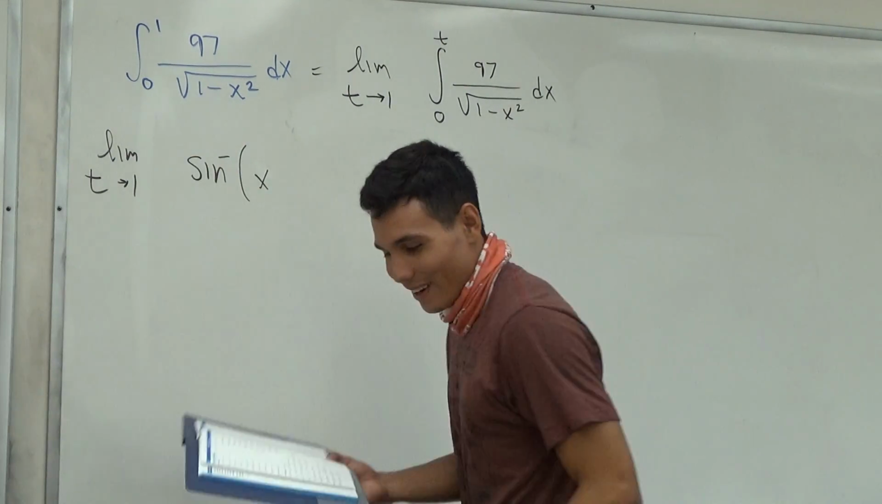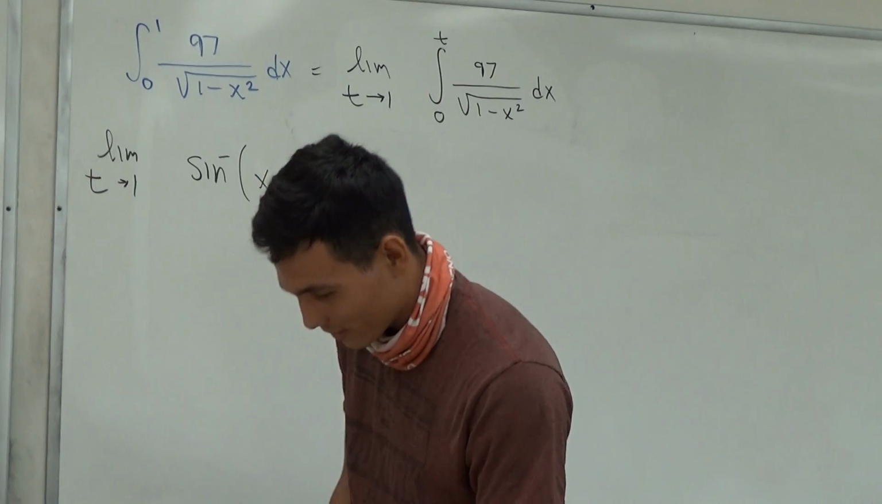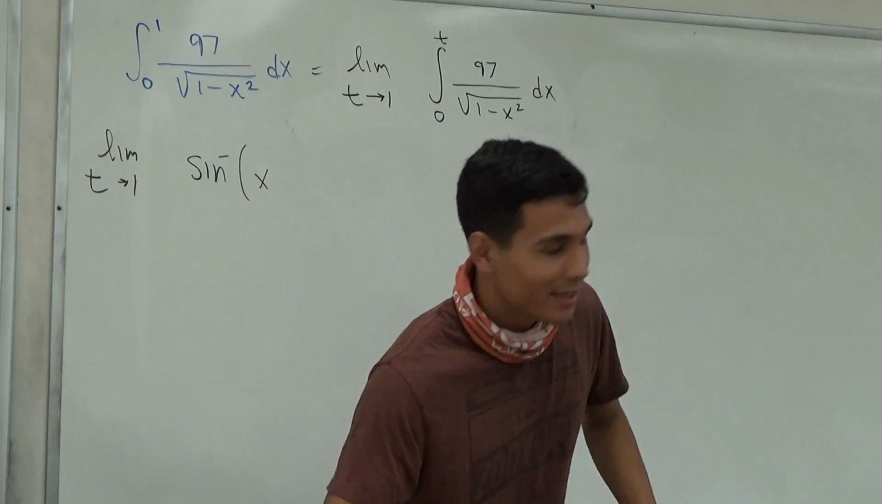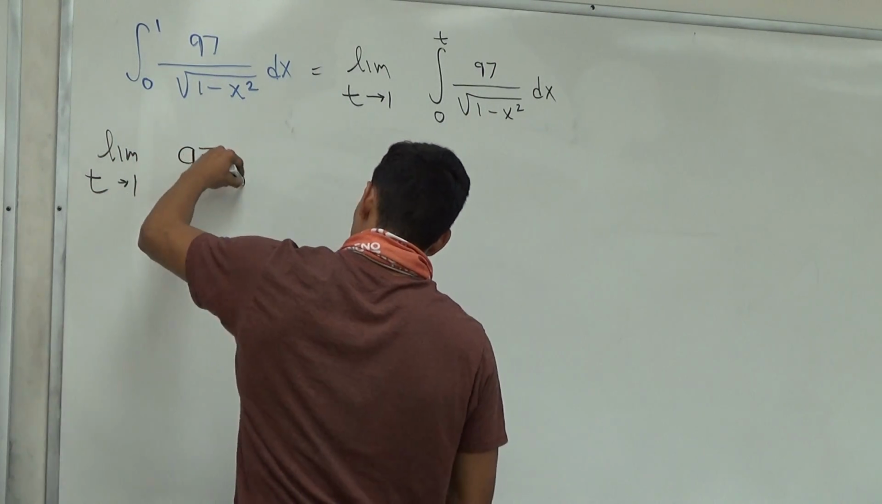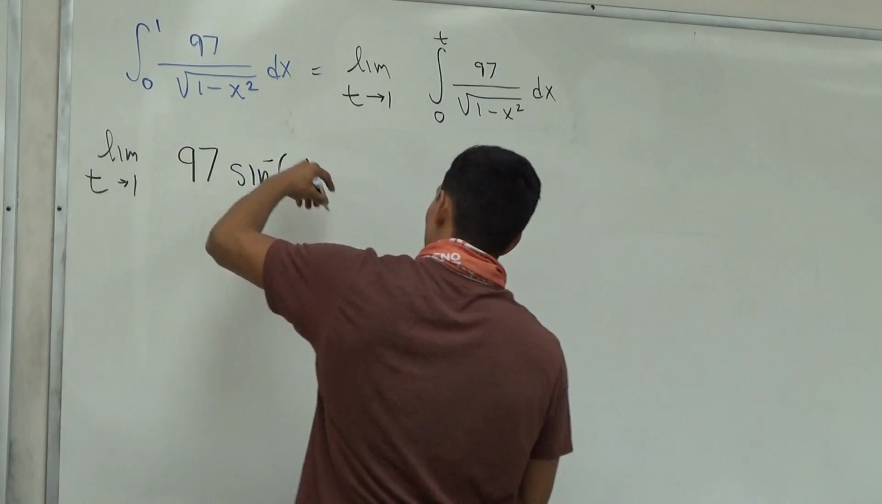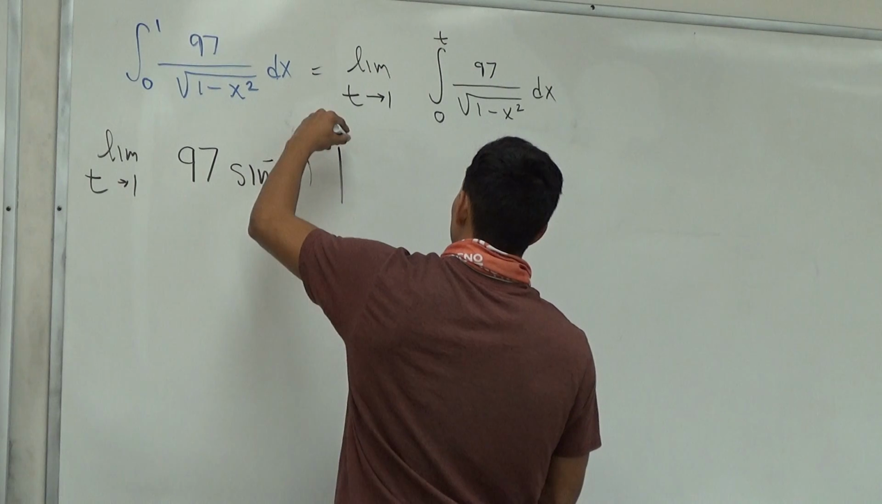God, I don't know. I literally have this one memorized in my head. I don't know why I'm struggling to recall it. It's funny, sometimes you don't need the integral table, you just need to use your memory. 97 sine inverse of x. Right? That's it. And it's being evaluated from 0 to t.